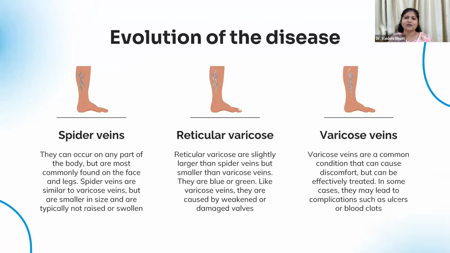So what is the evolution of the disease in the case of varicose veins? First of all, there will be a development of spider veins. They are mostly found in the legs and face. They are similar to varicose veins, but they are smaller in size and they are not swollen. Then the reticular varicose veins, which appear blue or green in color, are larger than the spider veins, and they are caused by weakened and damaged valves. And later on, these reticular varicose veins will lead to development of varicose veins.